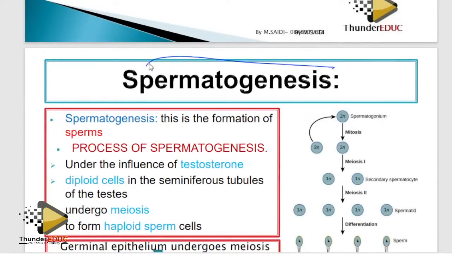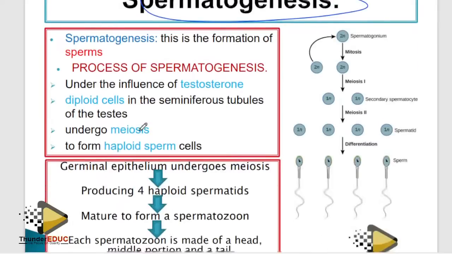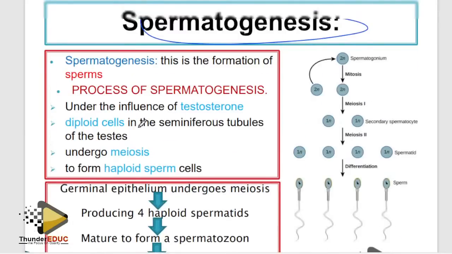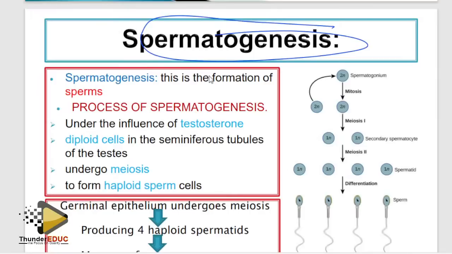Yeah, I know that there are so many books which have this complex process of spermatogenesis. Hey guys, don't waste time. I'm telling you, don't waste time. This is what we want. This is what we want.